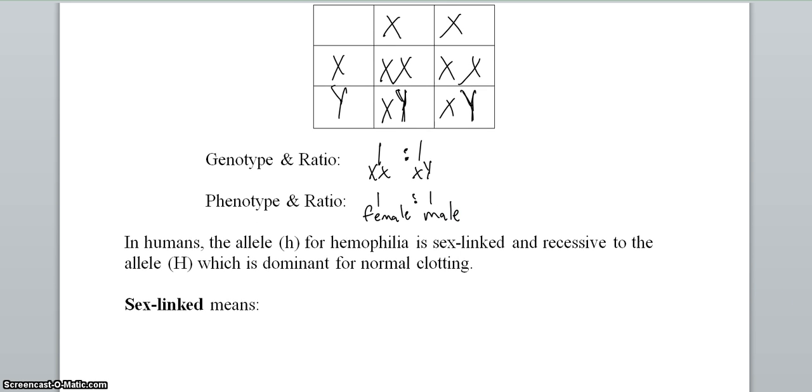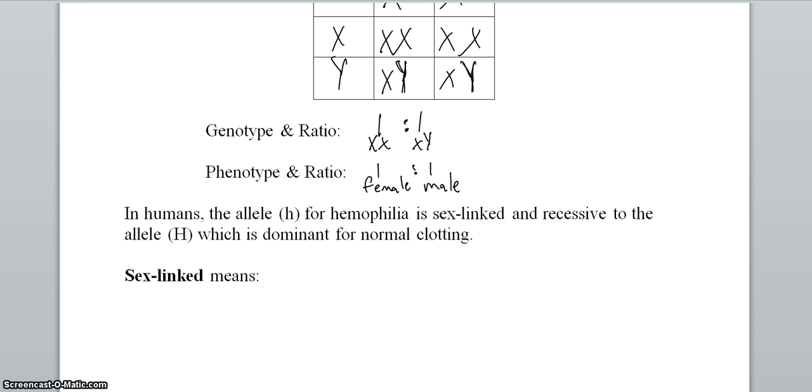Now, the interesting thing is that some alleles are on these chromosomes. And as I mentioned before, that X chromosome is very gene-rich, while the Y chromosome is somewhat gene-poor. And they're different chromosomes in their entirety, obviously. So one of these traits that are considered sex-linked is a trait for hemophilia. In humans, the allele little h for hemophilia is sex-linked, and it's recessive to the big H, which is dominant for normal blood clotting. So sex-linked really means that the gene is found on the X chromosome.